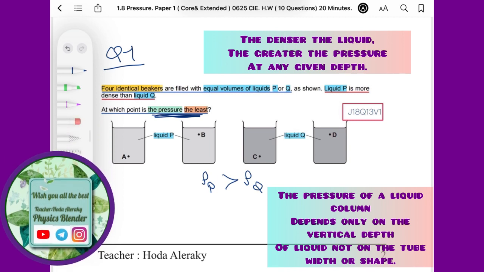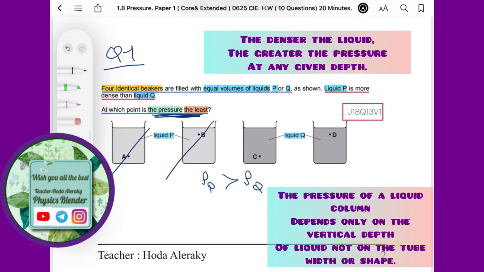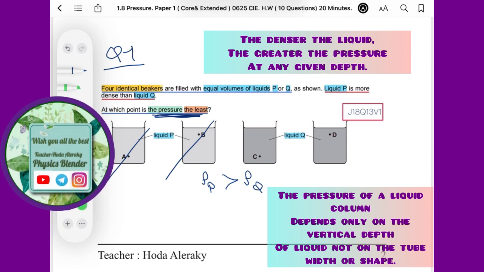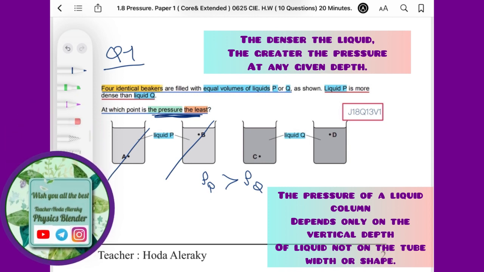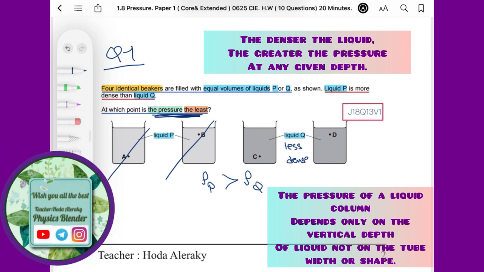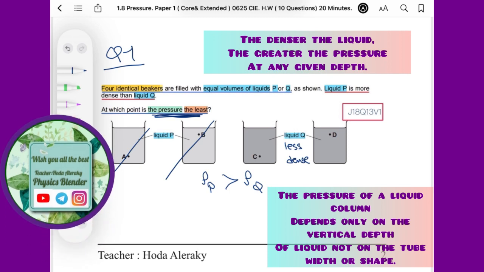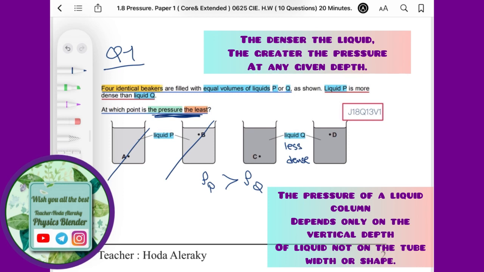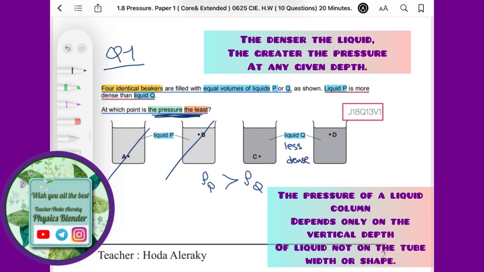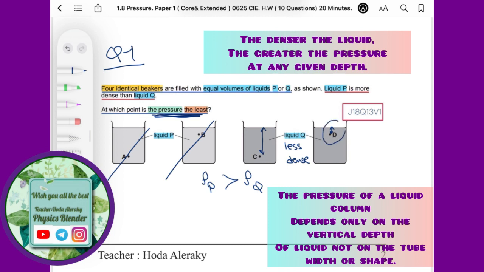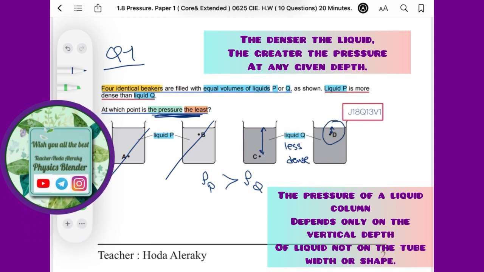So you have to exclude liquid P and compare between point C and point D. Liquid Q is less dense, so the pressure will be least. Which point, C or D, has least pressure? The shallow one. Which one is shallower here? It's clear that point D is shallower than point C. So the answer is D.